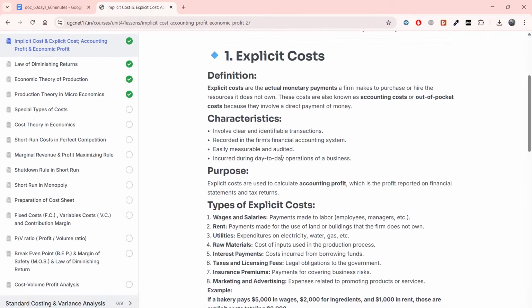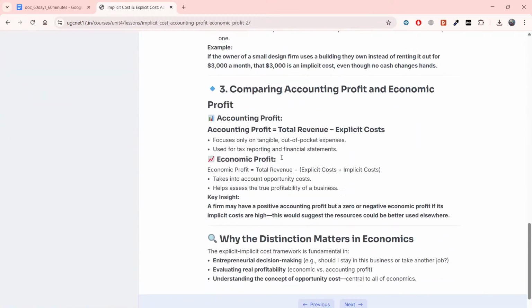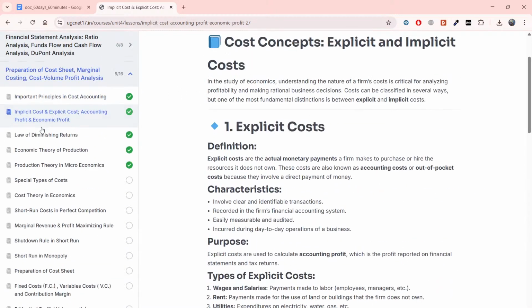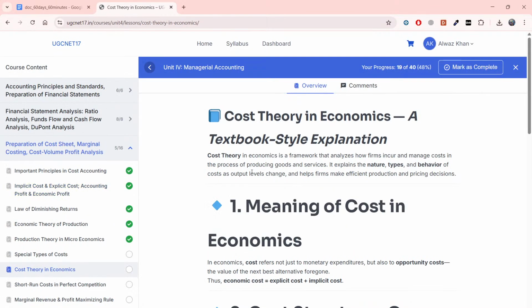Did we say to study sunk cost before? No, we can include it in this. Then cost theory in economics.